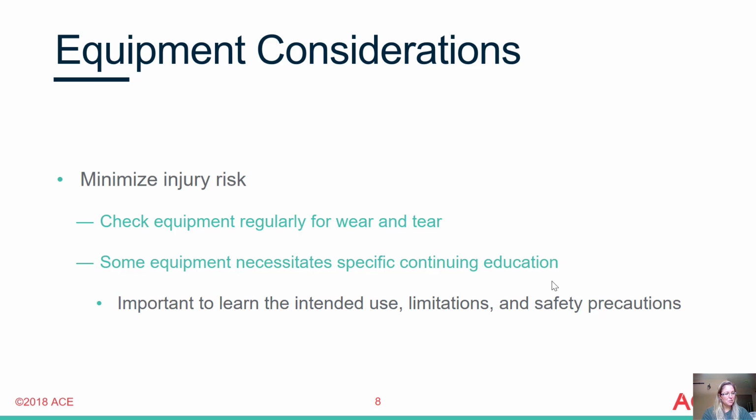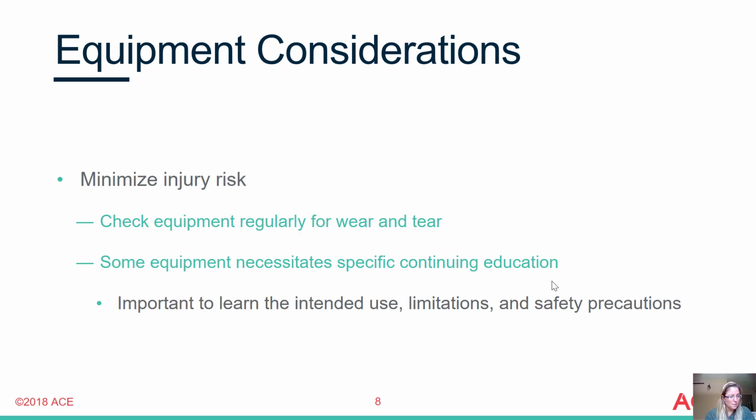Also, minimizing injury risk. The use of equipment is prevalent in group fitness, so to minimize the risk of injury among our participants, we should check the equipment regularly for wear and tear. So check for nicks in tubing, and check to make sure there's no breakdown in the equipment. A group fitness instructor should also possess the knowledge of specific equipment or accessories that can make a class more effective and enjoyable for our participants.